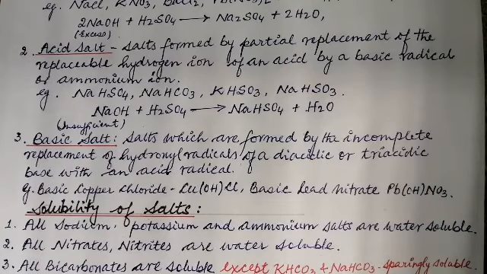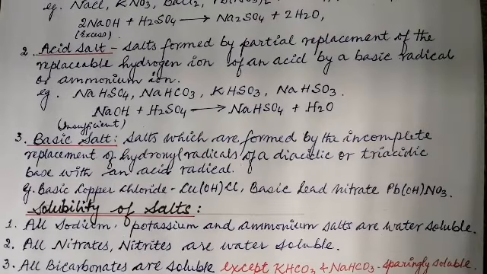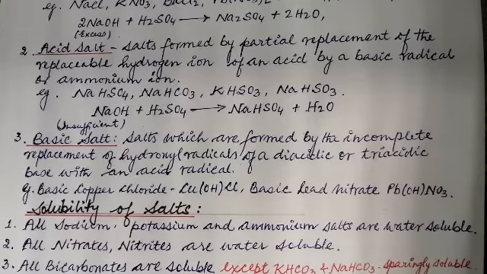Basic salt examples: basic copper chloride, Cu(OH)Cl. Basic lead nitrate, Pb(OH)NO3. So basic salts will contain hydroxyl radicals in them. Is that clear?